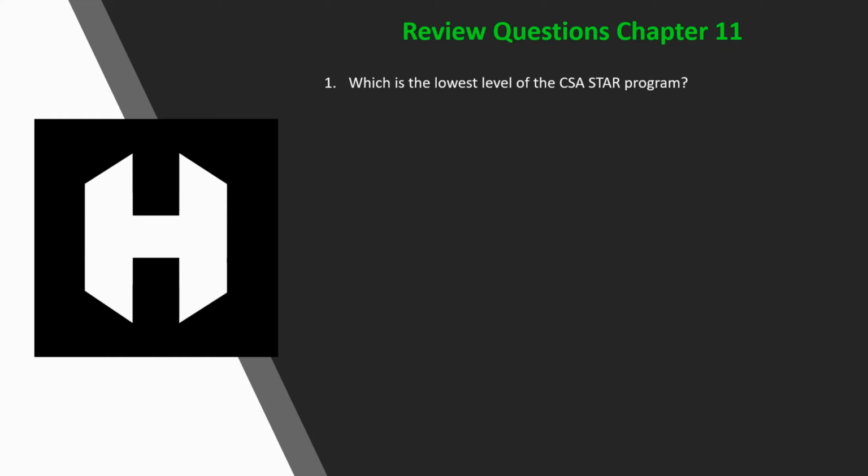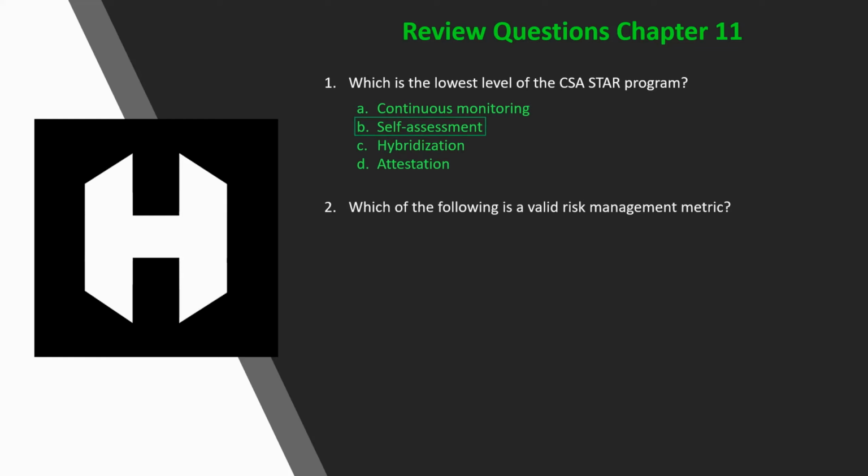Question 1. Which is the lowest level of the CSA STAR program? A. Continuous monitoring. B. self-assessment, C, hybridization, or D, attestation? Now, if you said B, self-assessment, you would be correct. Question 2. Which of the following is a valid risk management metric? A, CSA, B, KRI, C, SLA, or D, SOC? If you said B, KRI, you would be correct.